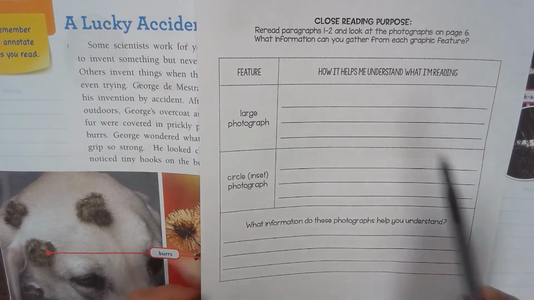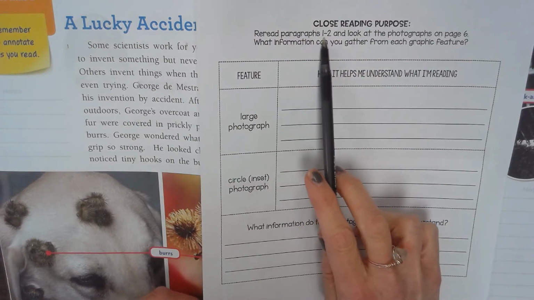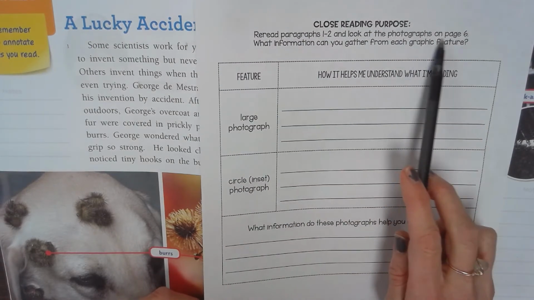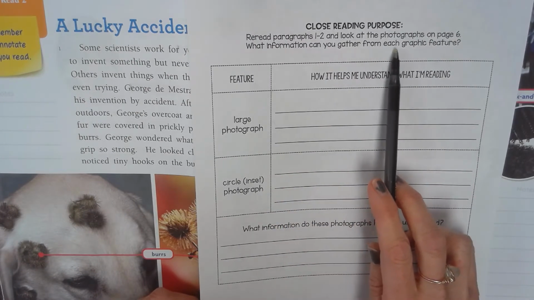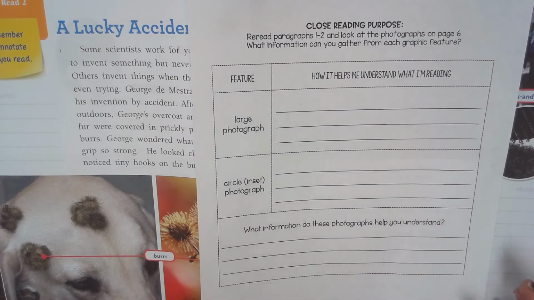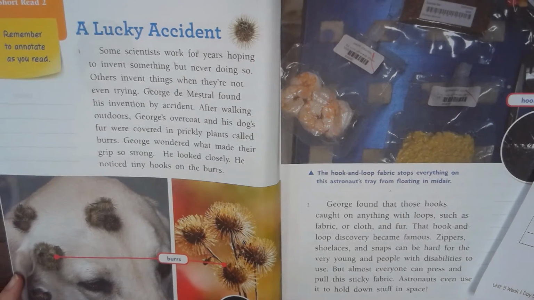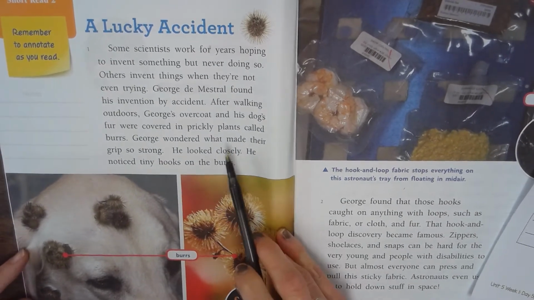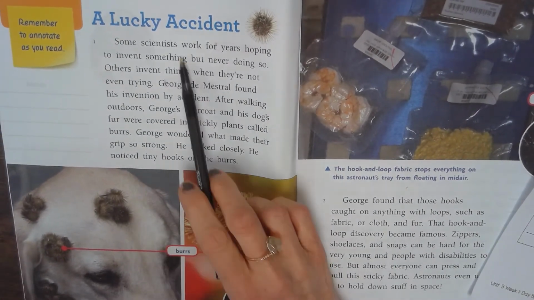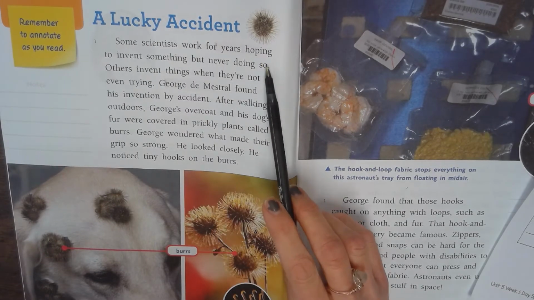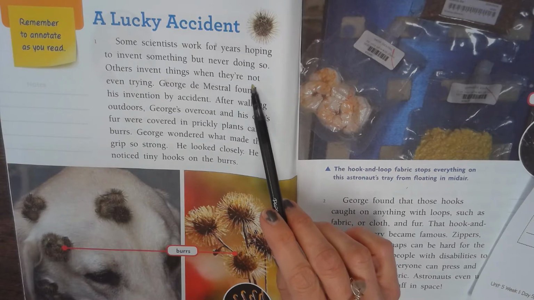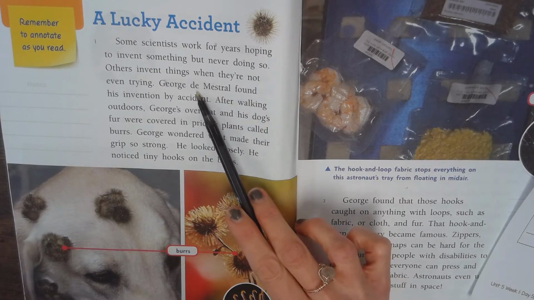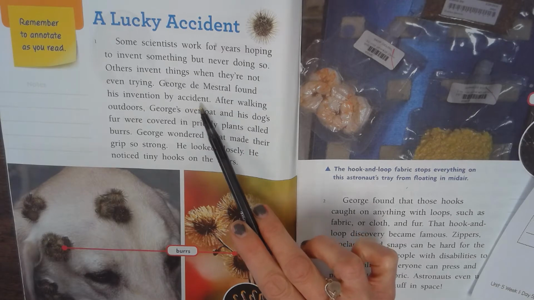But here our paper says, reread paragraphs 1 and 2 and look at the photographs on page 6. What information can you gather from each graphic feature? Oops. We are actually on page 8, though, when I look at A Lucky Accident. On page 8, it says, some scientists work for years hoping to invent something but never do so. Others invent things when they're not even trying. George de Mestral found an invention by accident.